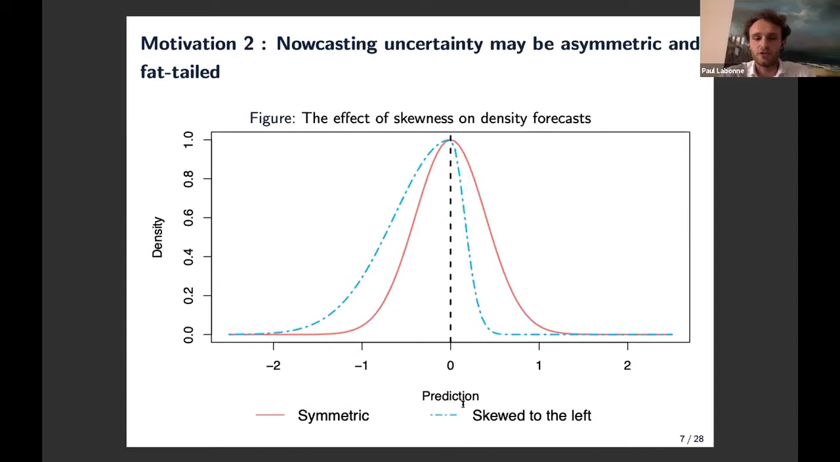So here I'm illustrating, like before, the normal distribution with the red line. And then the blue line shows a distribution which is skewed to the left side. This is very useful to capture the uncertainty at the beginning of a recession, for instance, because there is a greater likelihood of negative observations, but the chance of a positive outcome decreases significantly. So that's the second motivation.